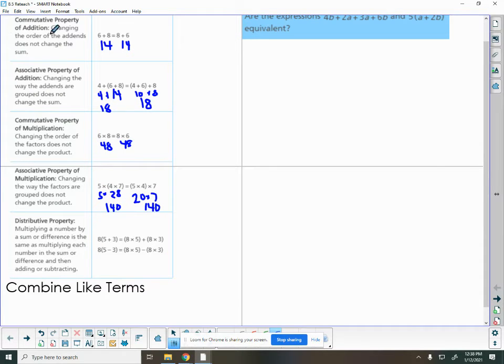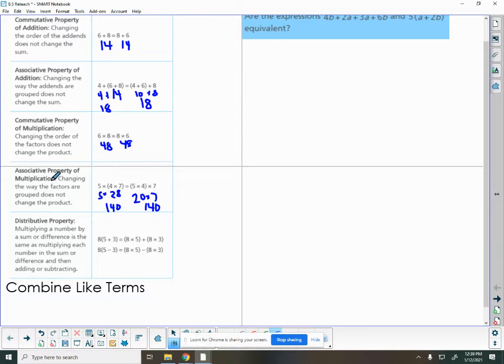So these commutative properties just change the order. You're commuting back and forth, and it's the same distance. These associative properties associate and group different numbers together first. That only works when we're multiplying or adding.